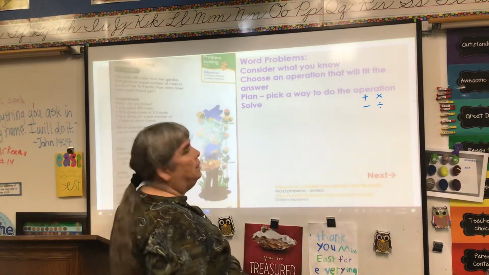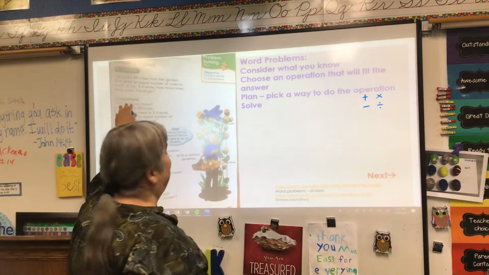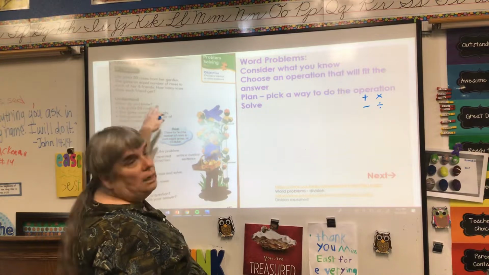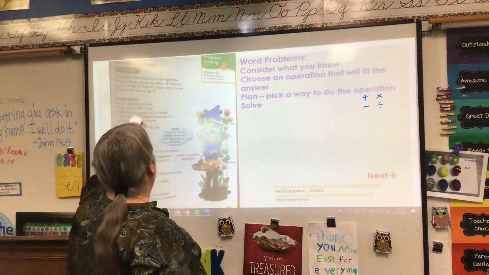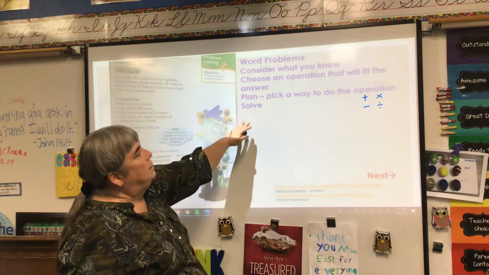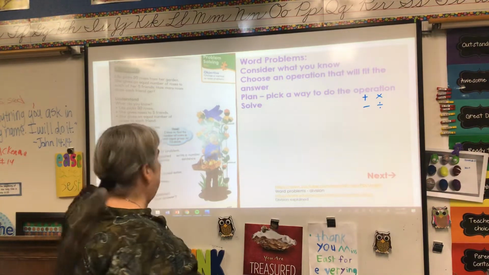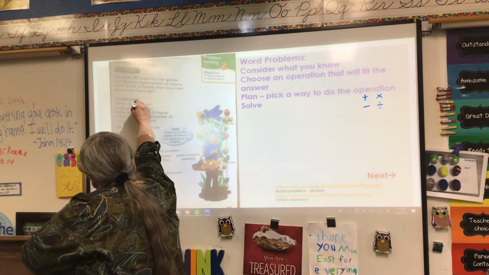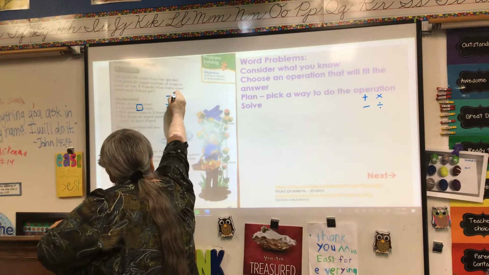So let's take a look at the one they've given us for an example. It says, Lila picks 30 roses from her garden. She gives an equal number of roses to each of her 5 friends. How many roses does each friend get? So let's do what it's suggesting here. We want to think about and consider, what do we know? Okay, first of all, Lila picks 30 roses. So we're starting with the number 30.